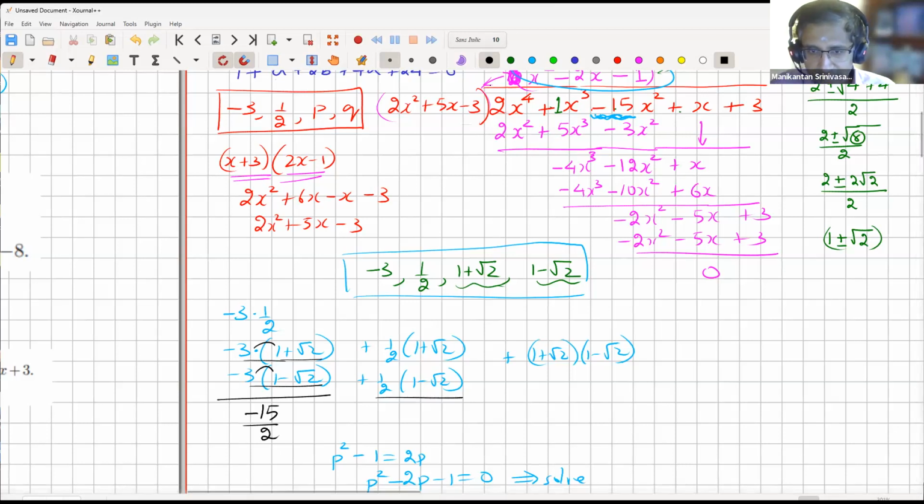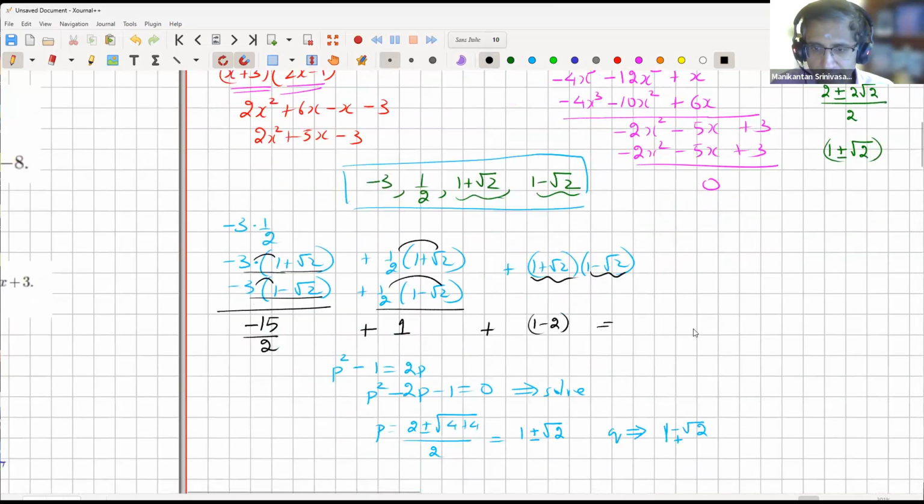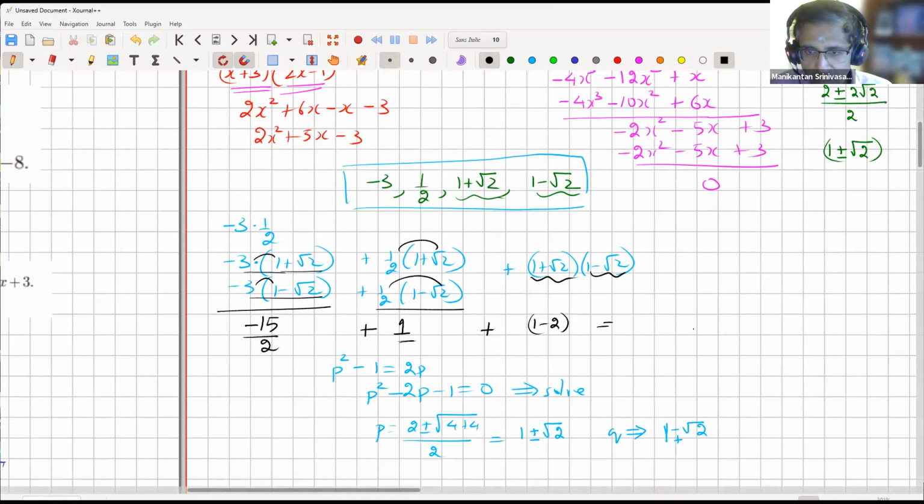Here, same thing. The half root 2 and the half minus root 2 will get cancelled. So half plus half will prevail. So it will be +1. And here it's a plus b times a minus b, which is a square minus b square, which is 1 minus 2, which is -1. So ultimately, what do I have when I combine all of this? 1, 1, and 2 get cancelled, leaving -15 by 2.